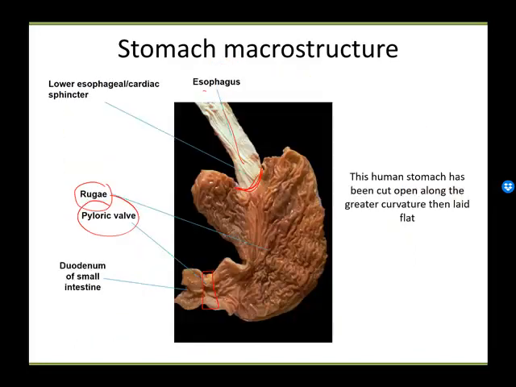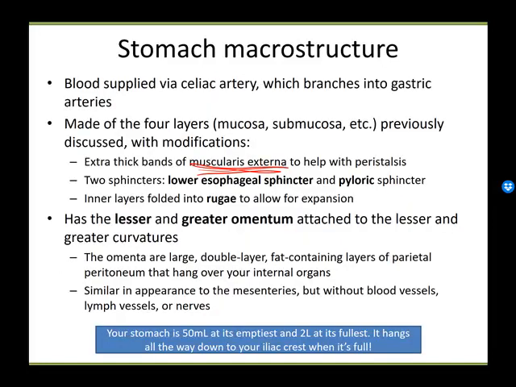Oops, a little too far. So our lower esophageal sphincter is up here, the pyloric sphincter is down here, and then we have those ridges, those rugae, to allow our stomach to expand when we're eating Thanksgiving dinner.